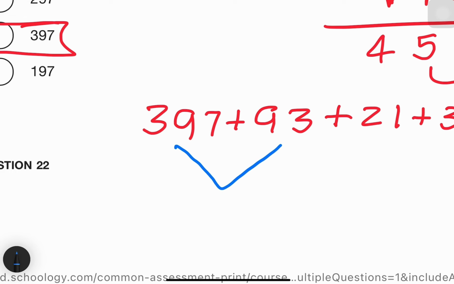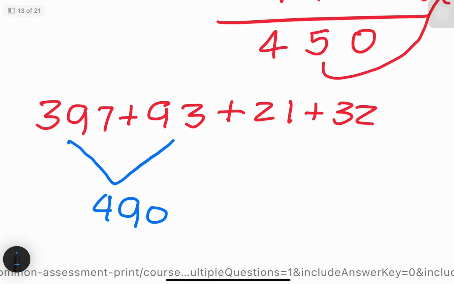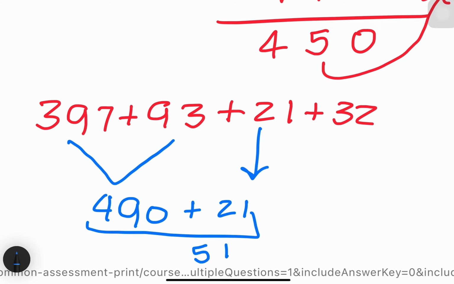All right, so I know that 397 plus 93 is going to get me to 490. Now I'm going to do 490 plus that 21. Okay, so 490 plus 21 makes 511. And now I'm going to do 511 plus 32.